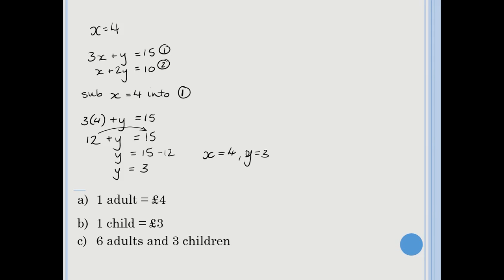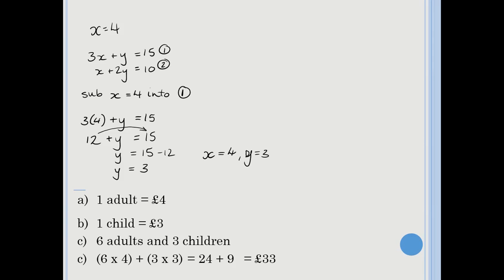Part C asked us to use this information to calculate 6 adults and 3 children. All we're going to be doing there is substituting that in. 6 adults, 6 times 4, 3 children, 3 times 3. So we've got 24 add 9. So for 6 adults and 3 children, the cost would be £33.